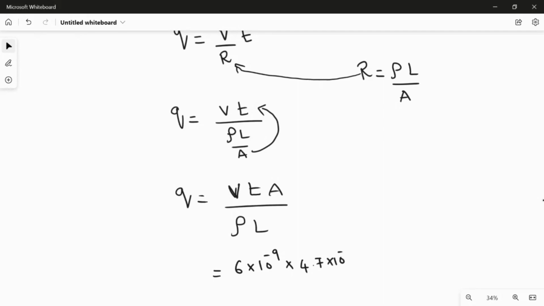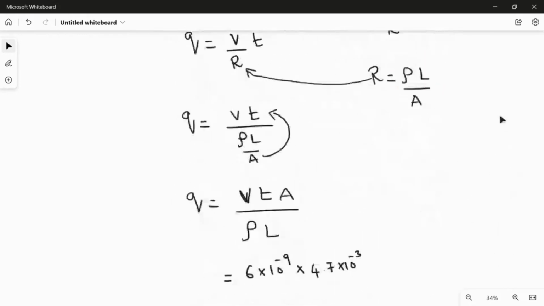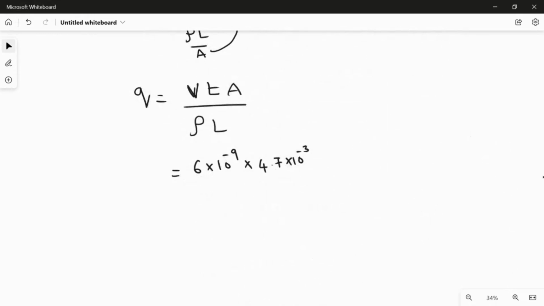So 4.7 multiply 10 power minus 3, because milli takes the value of 10 to the power of minus 3. And the area, we already found as 1.26 multiply 10 power minus 5, so I'm going to use that value here. Multiply 1.26 multiply 10 power minus 5 over the resistivity of copper, which is a constant, 1.69 multiply 10 power minus 8, and the length of the wire is 1.5 centimeter.